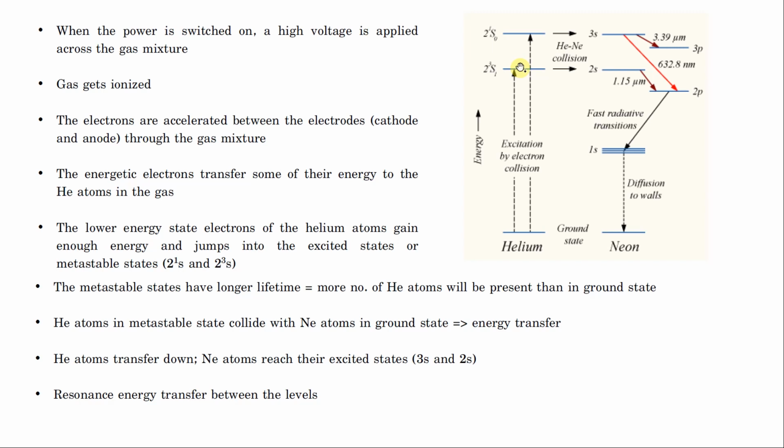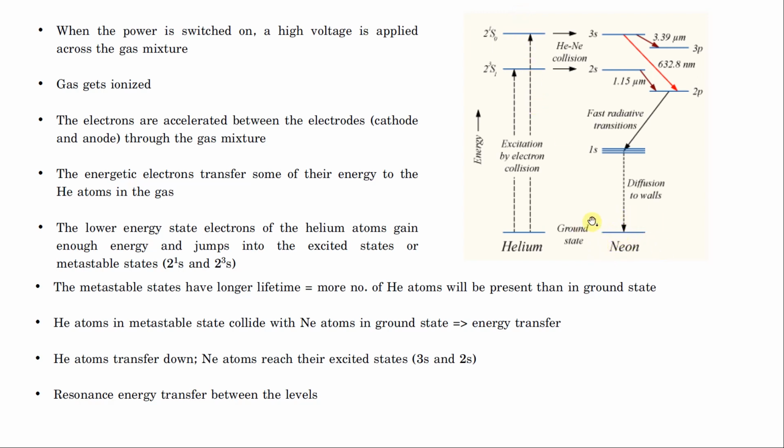Now the next thing that is going to happen is we do have some neon atoms already there in the ground state. So the helium atoms which are now in the metastable state are going to collide with the neon atoms in the ground state. A very important point to be noticed: helium atoms in metastable state will collide with neon atoms in the ground state.